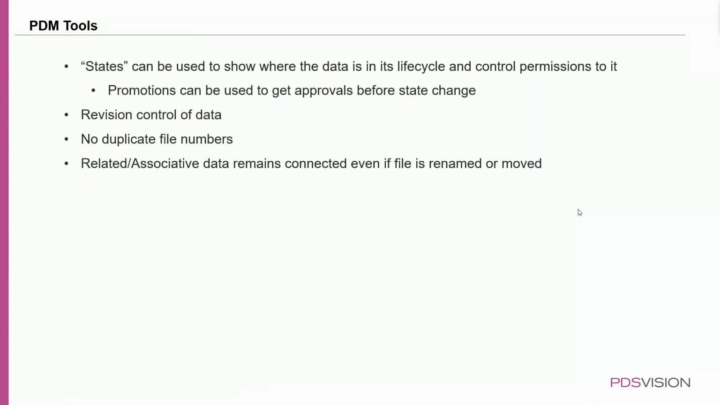Related and associative data remains connected even if a file is renamed or moved. That is the one big thing that people run into when you're dealing with just the file systems, is moving or renaming files. Because the only way for Creo to recognize that is for those files to be available in session when things are being renamed. Moving is a whole other thing. That's when we get into search paths. It has to be in a folder that you have a search path associated with. But that can become a headache as well.